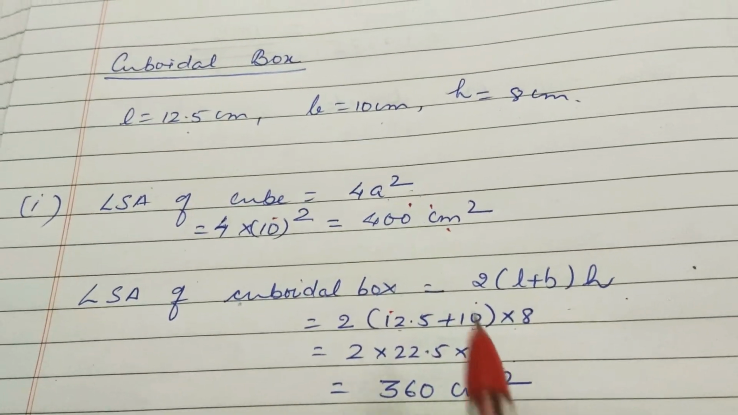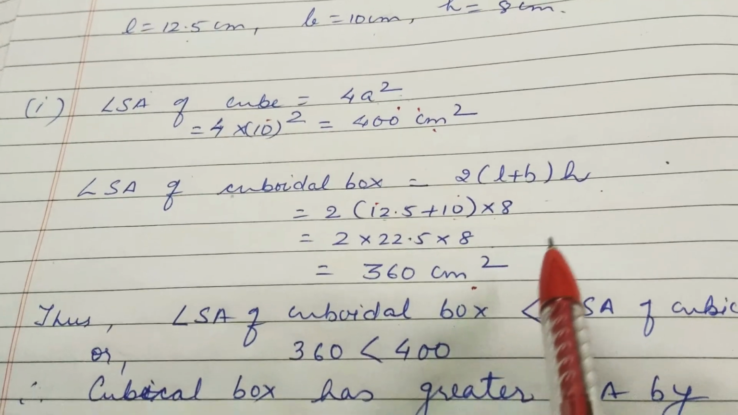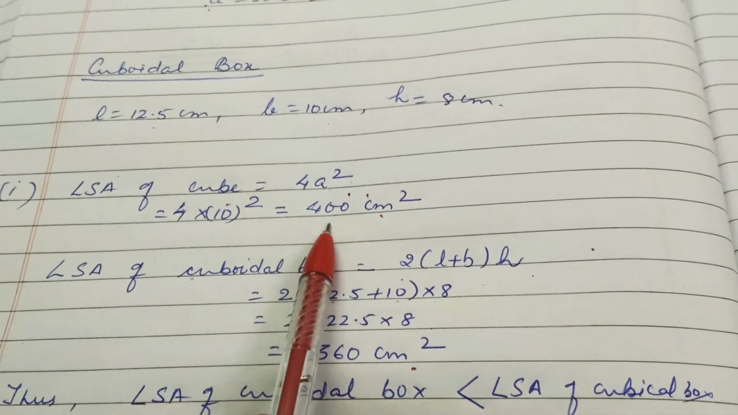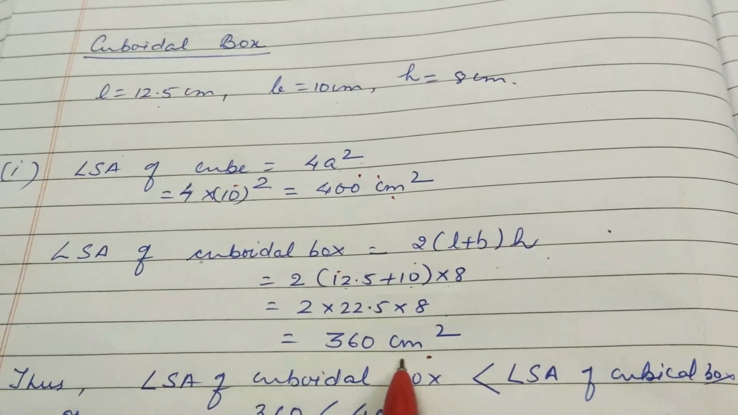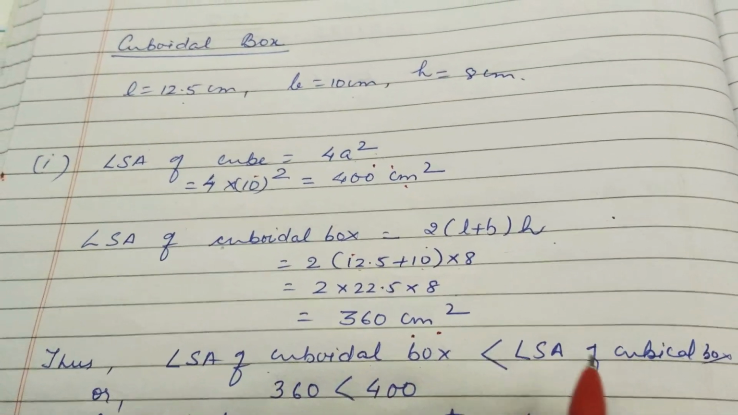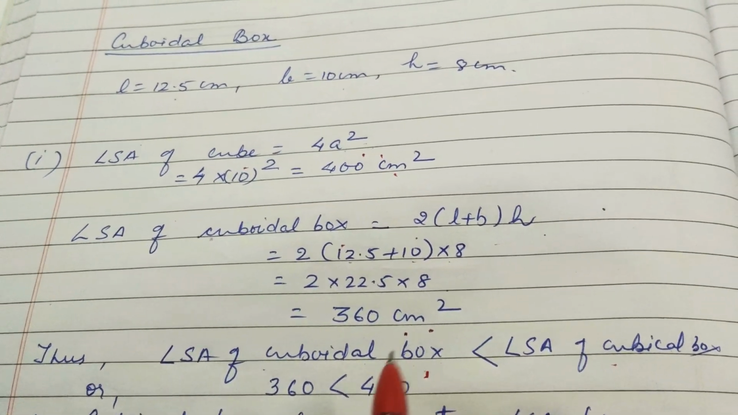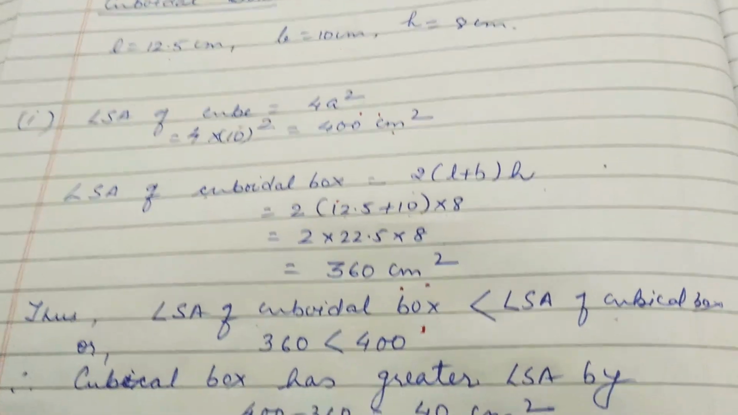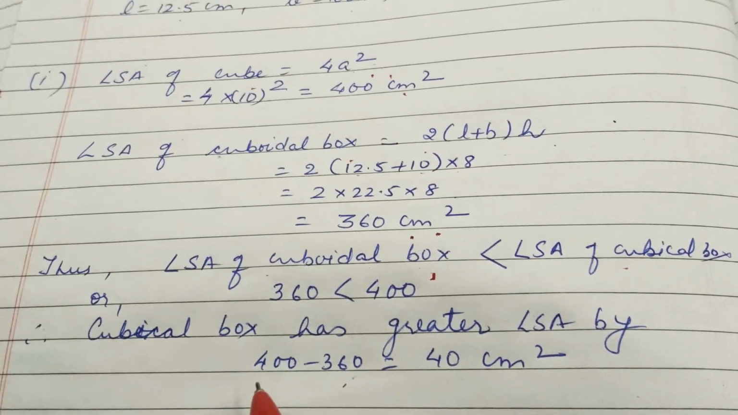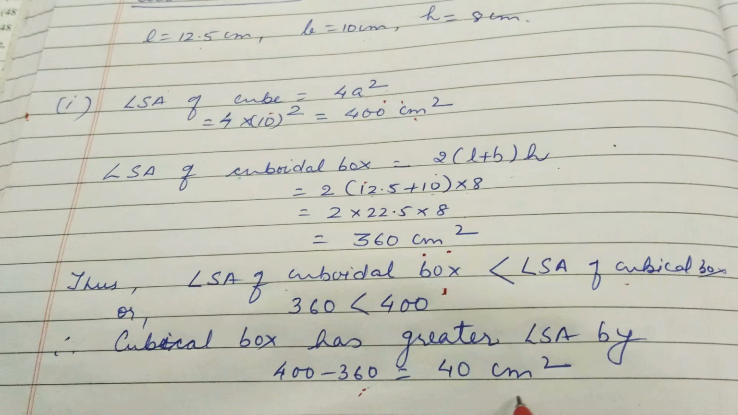We have to find out whose lateral surface area is greater and by how much. So what do we find here? That 400 centimeter square is greater than 360 centimeter square. Means lateral surface area of cubical box is greater than lateral surface area of cuboidal box. And by how much? For that we will find out the difference between the two. That is 400 minus 360, that is 40 centimeter square.